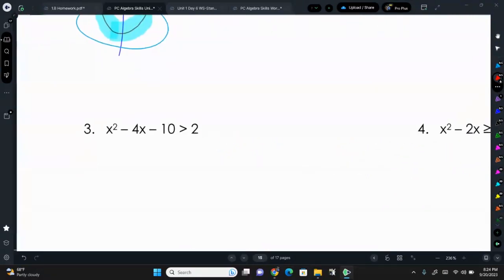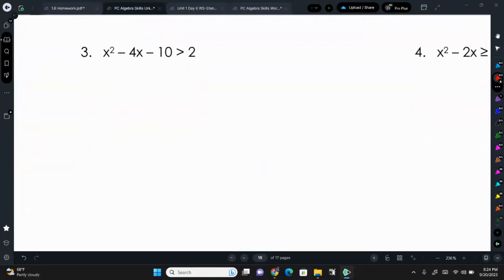So then number 3, you see this one is not in vertex form. This is in standard form. So it will be easier to subtract 2 from both sides, and then we have x squared minus 4x minus 12 is greater than 0. Factor that. This factors into x minus 6 times x plus 2.